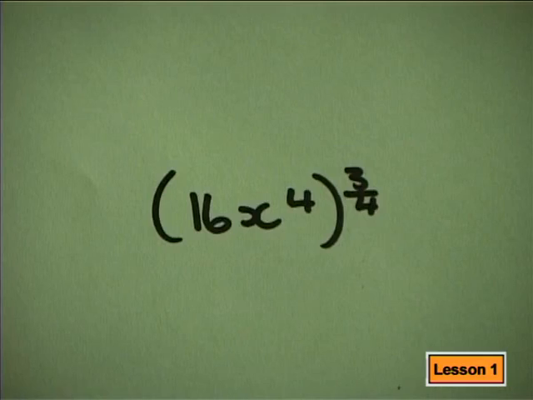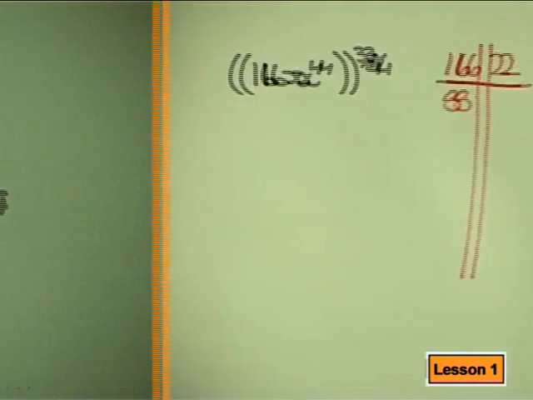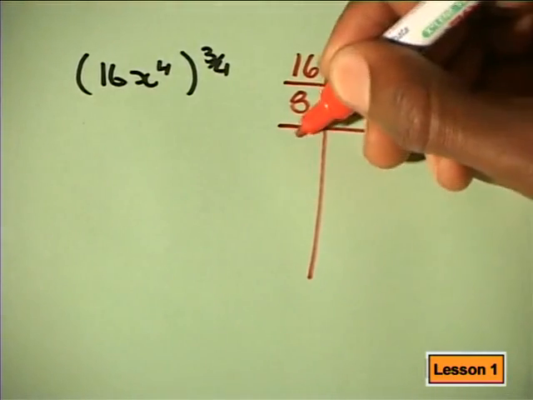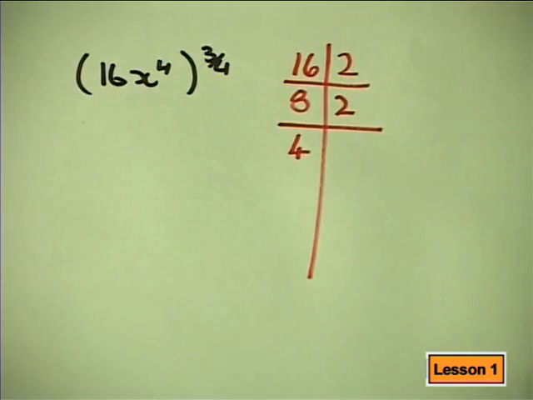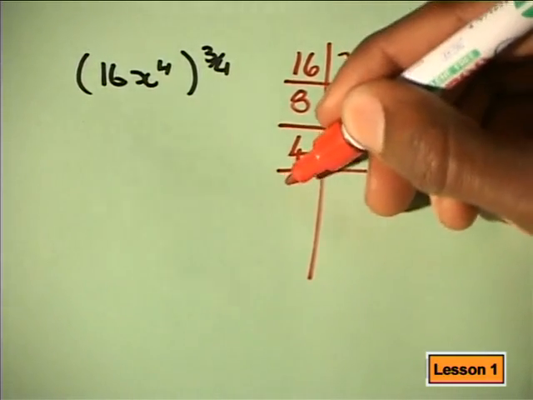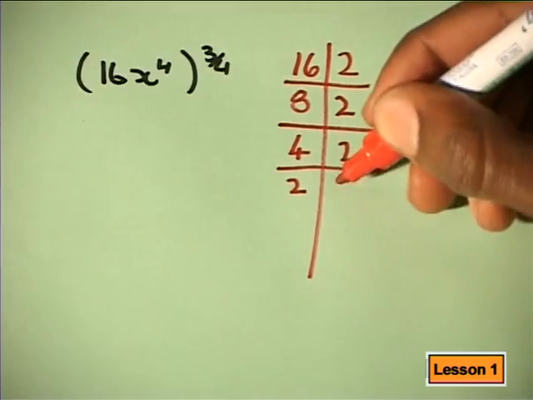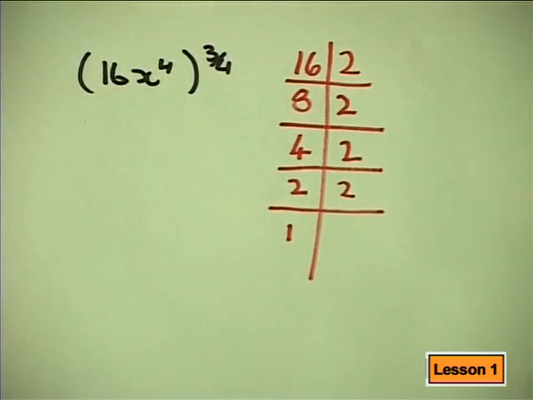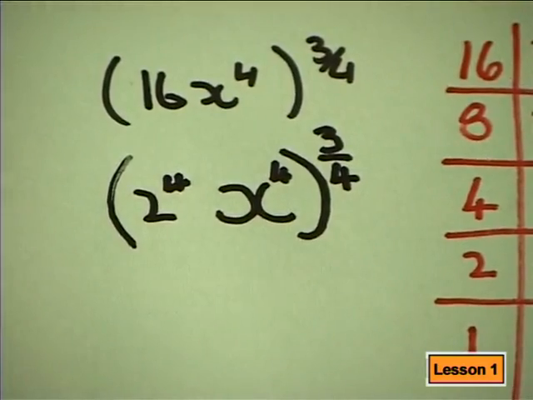We can do this by using what is called the ladder method. Here, let me show you. 16 can be divided by the prime factor 2. This gives us 8. 8 can also be divided by 2, leaving us with 4. Again, we can divide by 2 and we are left with 2. Lastly, 2 divided by 2 is 1. So 16 is 2 multiplied by 2 multiplied by 2 multiplied by 2, or 2 to the power 4. Thanks, that really makes it a lot easier to work with.